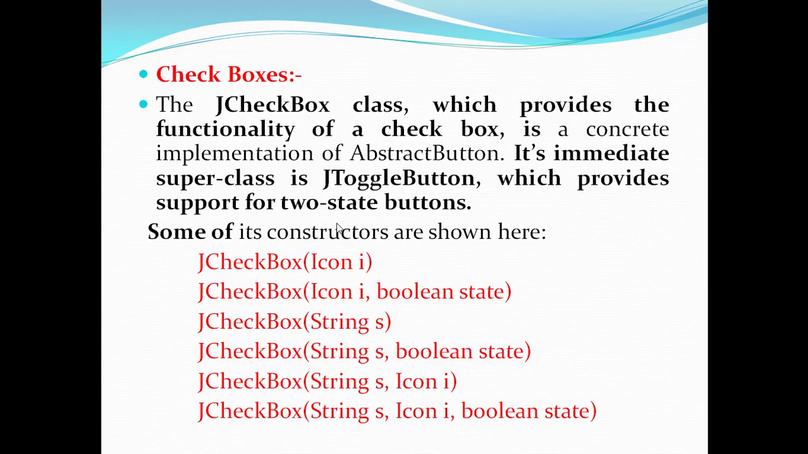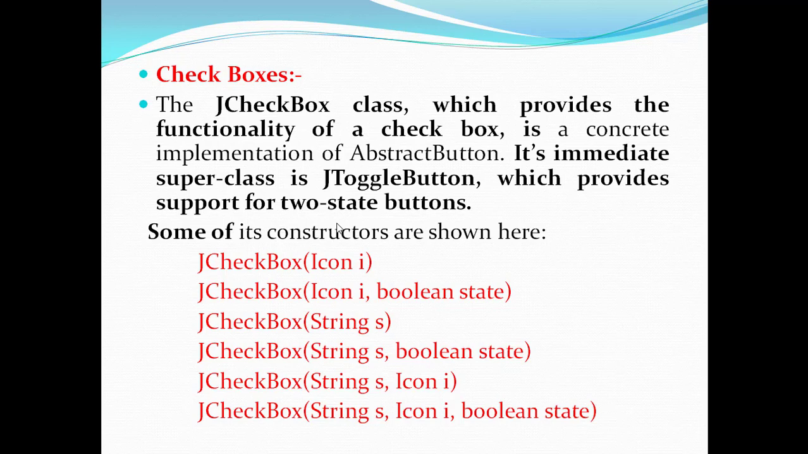Next we can see the checkboxes. The JCheckBox class, which provides the functionality of a checkbox, is a concrete implementation of AbstractButton. Its immediate superclass is JToggleButton, which provides the support for two-state buttons. JCheckBox has constructors and these are shown below.